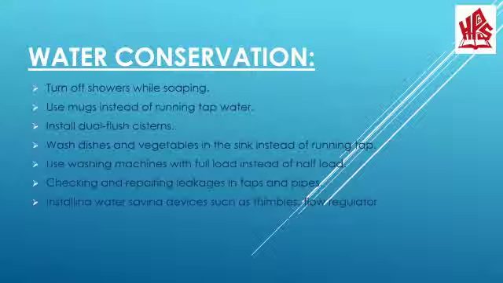Water conservation. How we can save and conserve water. Here are several steps from which we can save water: turning off the showers, using mugs instead of running tap water, installing dual flush cisterns, using half flush for liquid waste and full flush for solid waste, washing dishes and vegetables in the sink instead of under a running tap, using washing machines with full load instead of half load, checking and repairing leakages in taps and pipes, and installing water saving devices such as thimbles, flow regulators, etc.